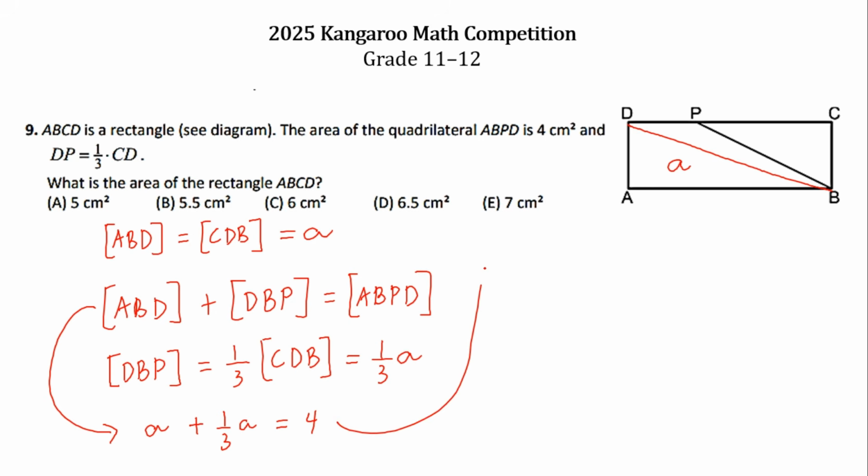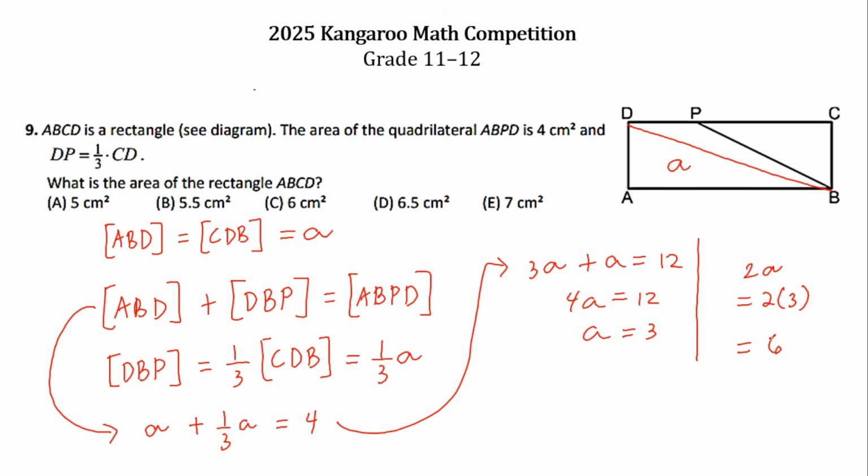Alright? So let's simplify this equation. If we multiply both sides of this equation by 3, we get 3A plus A equals 12. We have 4A equals 12, and so A is equal to 3. Now, we're looking for the area of the rectangle. The area of the rectangle is just 2A, right? So 2A, that's equal to 2 times 3, which is equal to 6. So that's option C, 6 cm squared.